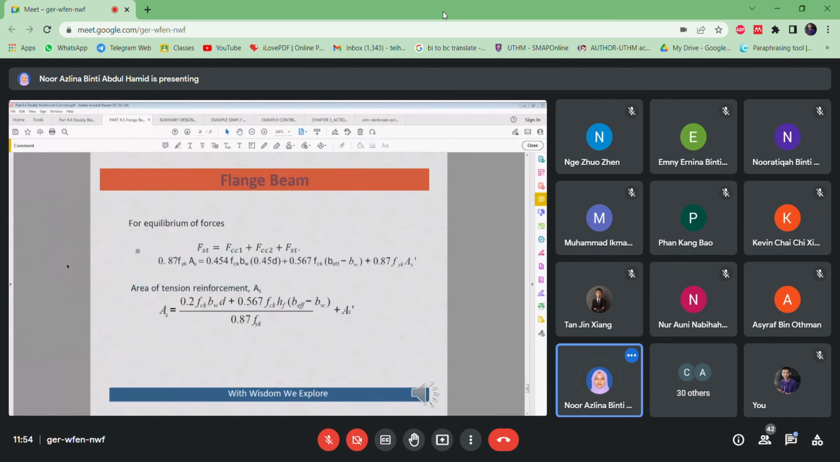Okay, dah sakit tekak dah ni. Ada soalan?